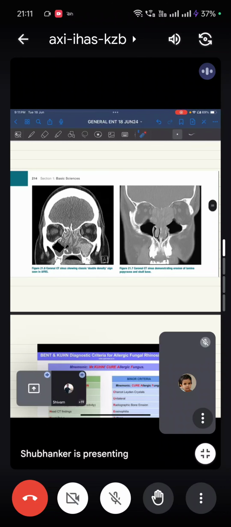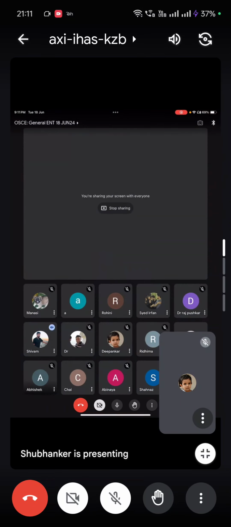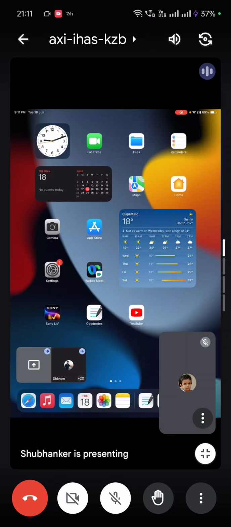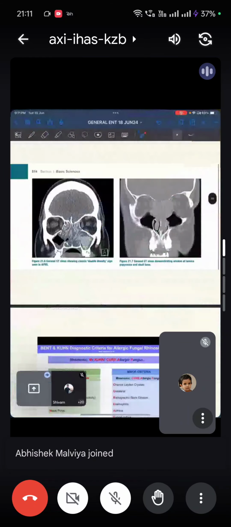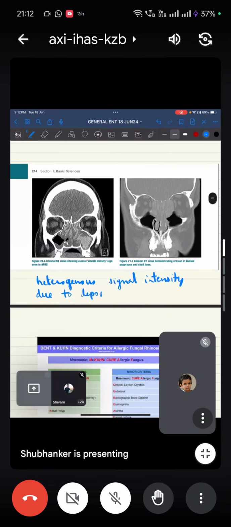Yes, Dr. Priyanka, you are right. I'll request Dr. Priyanka again to repeat it. Calcium and magnesium deposits. Yeah, calcium, magnesium, iron, all these things deposit and lead to formation of this sign. It is a heterogeneous signal intensity, as per the words which you have to answer. These will be the words which you'll have to answer: heterogeneous signal intensity due to deposition of metals. Okay, so you saw this.